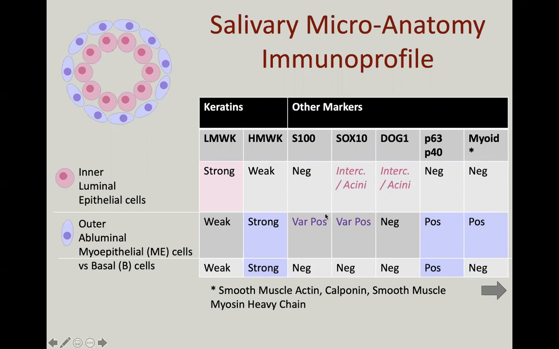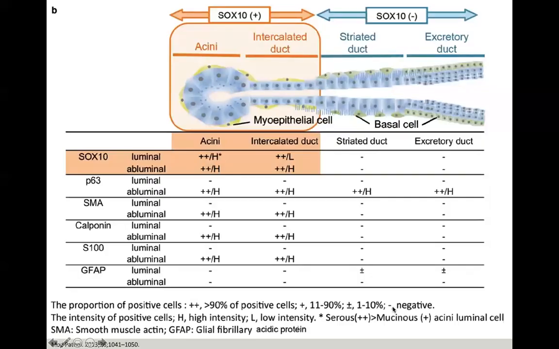SOX10, DOG1, S100 can also be used variably, but aren't quite as discriminatory because they can be variably positive or negative in the various types of cells. Okay, here's another chart for those of you who like this kind of outline, just highlighting what stains are positive in what cells. It can get very complicated, so I try not to hinge on this complex pattern, but just know that it's there in case you ever want to highlight something in particular.